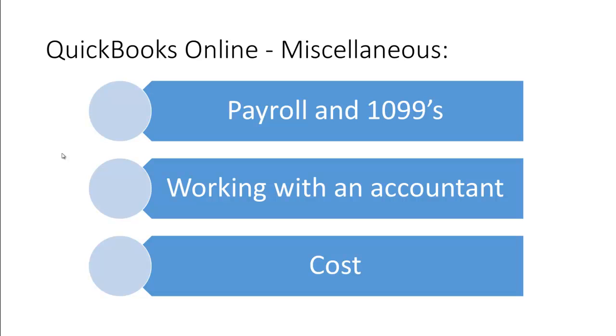All right, so I want to take a few moments to discuss some miscellaneous items with you, just to give you an idea again about what QuickBooks will do. First thing we're going to look at is payroll and 1099s. Then I'm going to talk for just a moment about working with an accountant, and then talk to you about the cost of the program.